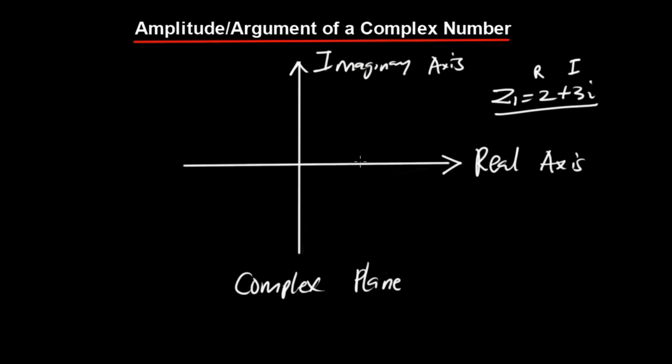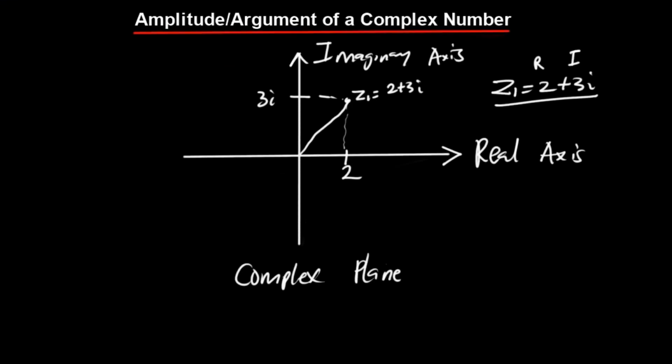we come to the real axis, which is the x-axis, this is 2, and we come to the imaginary axis, which is the y-axis, so this is 3i. So we can plot this. Plotting this, we have z1 here, which is equal to 2 plus 3i. So this is just a brief revisit of the complex plane, where we look at the imaginary axis and also the real axis. We are going to be dwelling on this fact majorly in this tutorial, where we'll be looking at the amplitude and also the argument of a complex number.